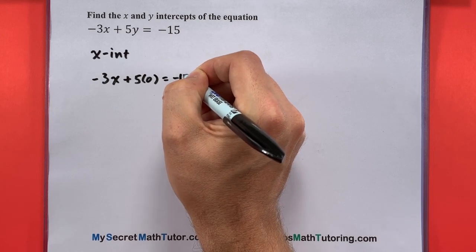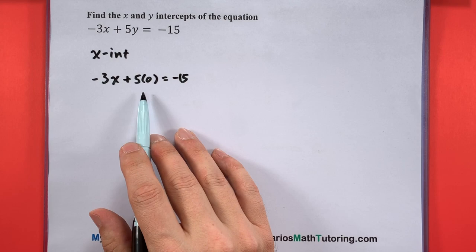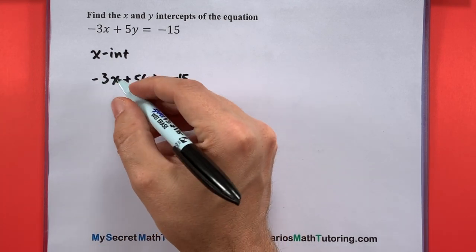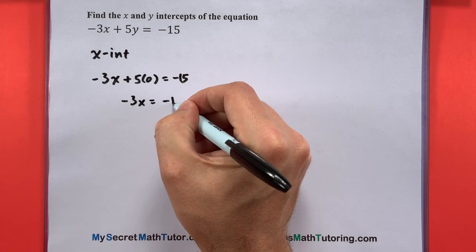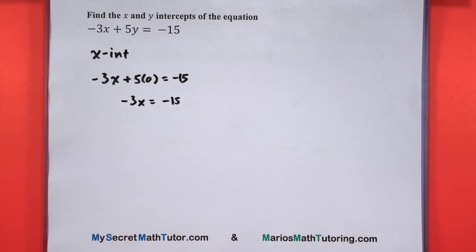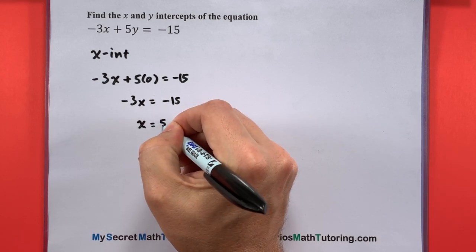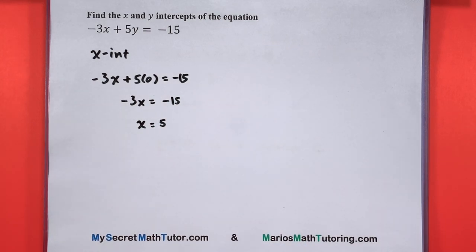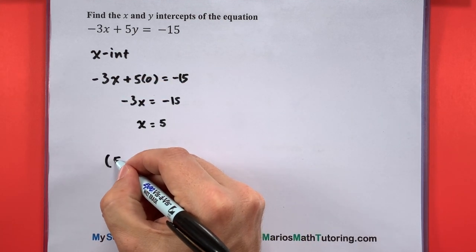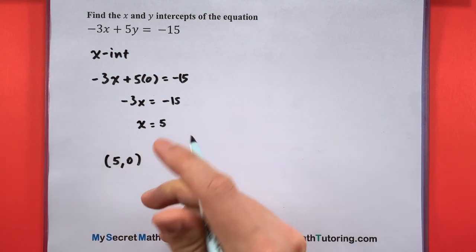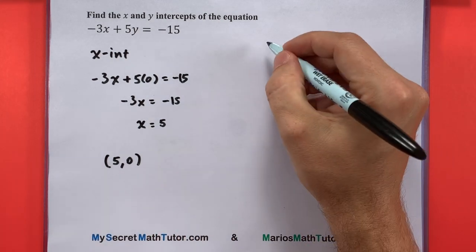All right, so I've put in a 0 for the y. Notice how it's going to eliminate this term since 5 times 0 is just 0. So we'll just be left with negative 3x equals negative 15. And then we can divide all of that by a negative 3. So we'll get a nice positive 5 out of this. All right, so how can we write that? So when x is 5, y is of course 0. And this is our x-intercept at 5, 0.